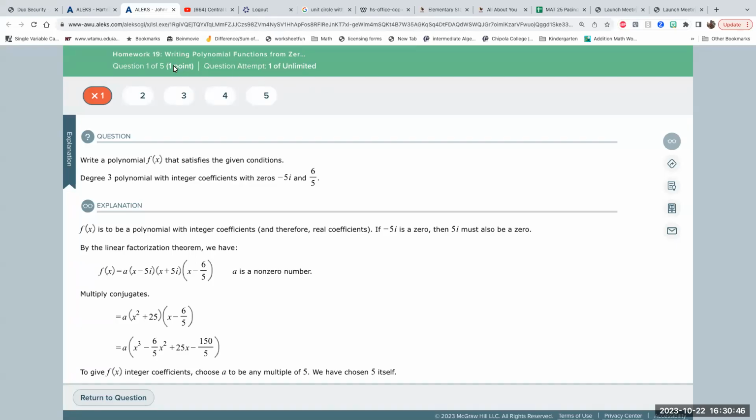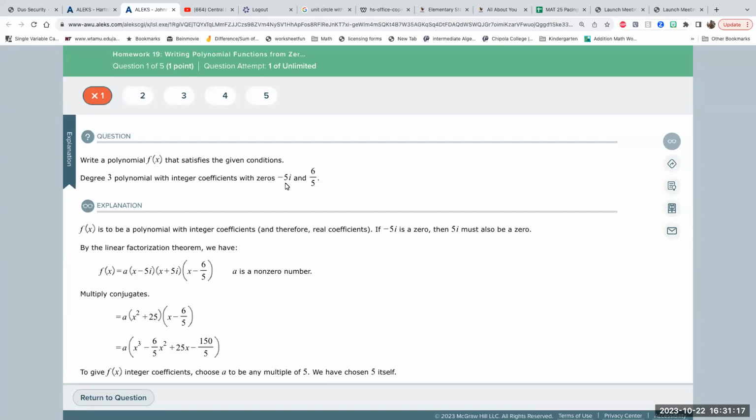All right, so let's look at homework 19, writing polynomial functions from zeros. They're going to give you these zeros here, and they're going to tell you the degree. What they're going to want you to do is create this polynomial. And we'll look at this piece last where it says with integer coefficients. So no decimals at the end, or no fractions, excuse me, or decimals.